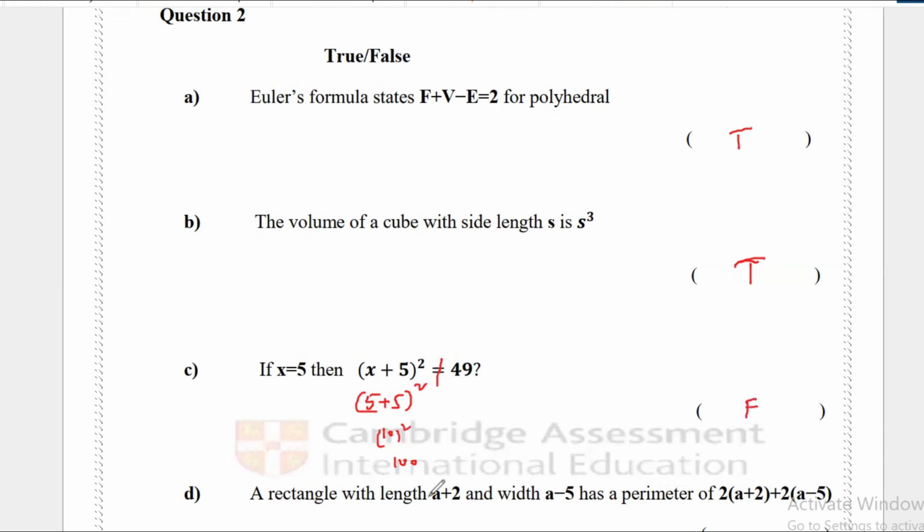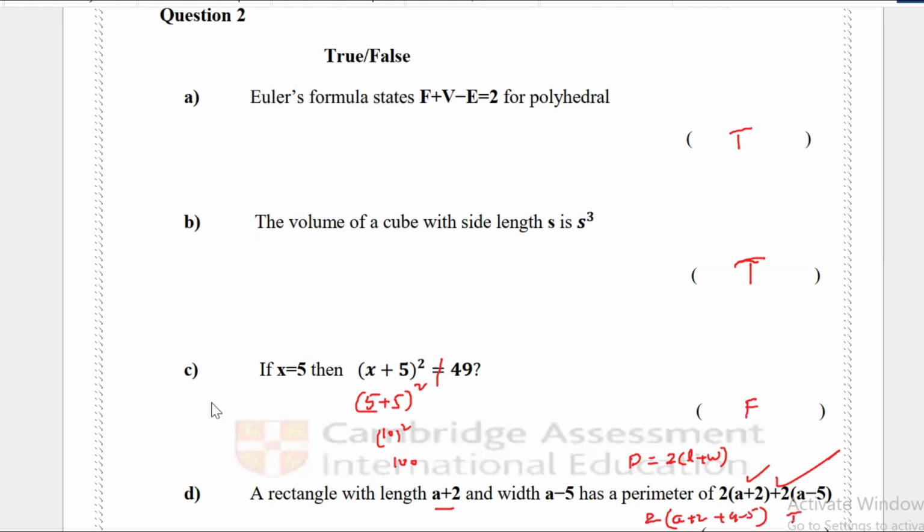And lastly, a rectangle with length a plus 2 and width a minus 5 has the perimeter. Now remember that the perimeter of a rectangle is 2 bracket open length plus width. We use this formula as well. And here in this case, we have two lengths and two widths. So a plus 2 and a minus 5. So this works. Either you can write 2 bracket open a plus 2 plus a minus 5. This will work also, but this is also correct. So this option is true.